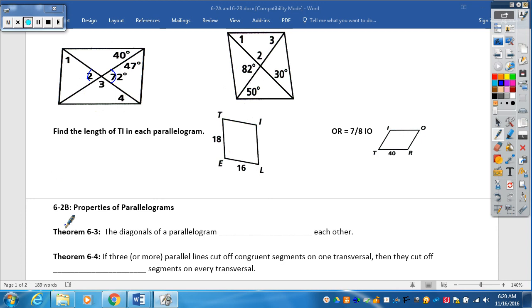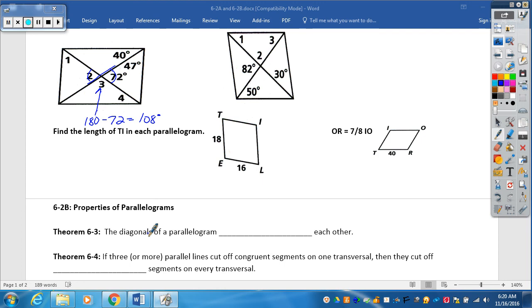Then I think probably the next easiest is to go ahead and start with angle 3. And I know that angle 3 is going to be 180 minus 72 because it's a straight line right there. So we have 108 degrees for angle 3.